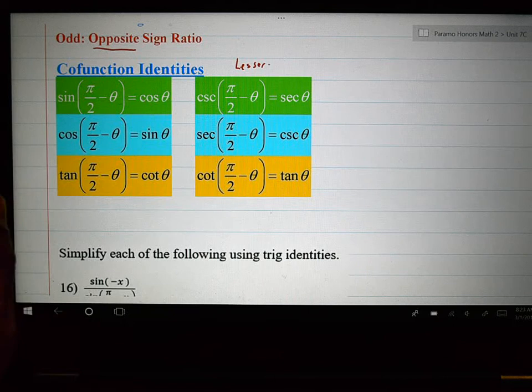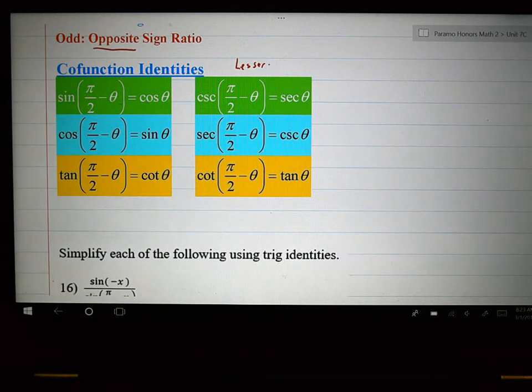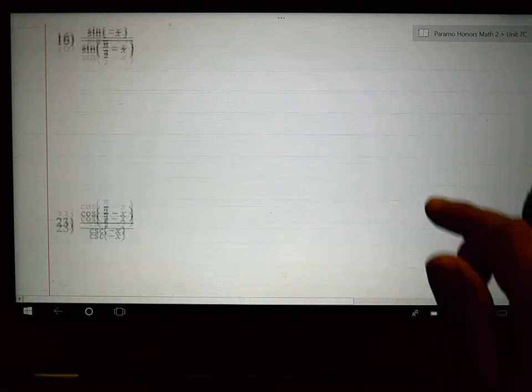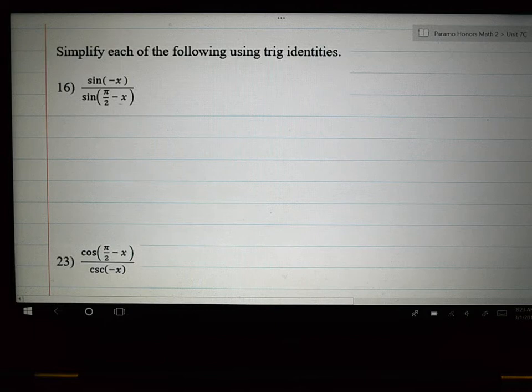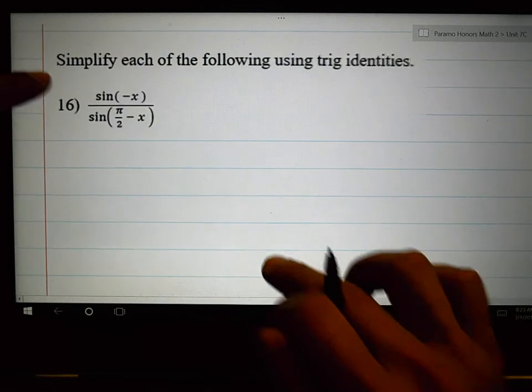So, with that being said, sine is a cofunction with cosine. Cosine is with sine. Secant and cosecant are cofunctions with each other. Tangent and cotangent are cofunctions with each other. So here's how it looks. I have two examples picked out for you, and this is on worksheet 7. If you would like to do this with me, you feel free to do so. I'm going to start with number 16.